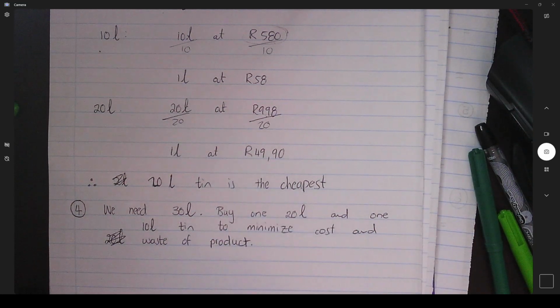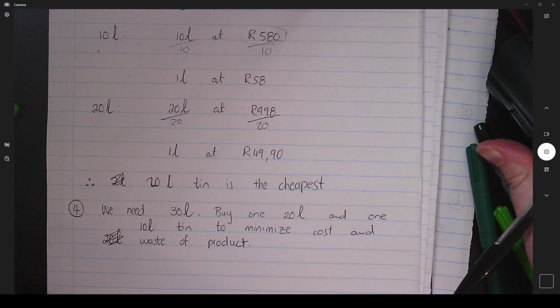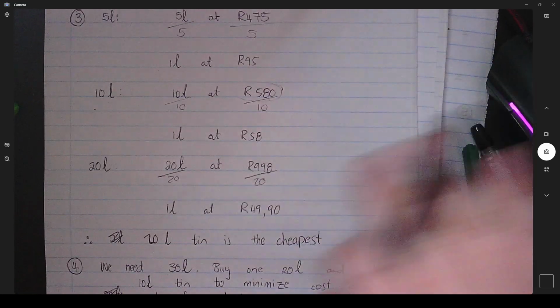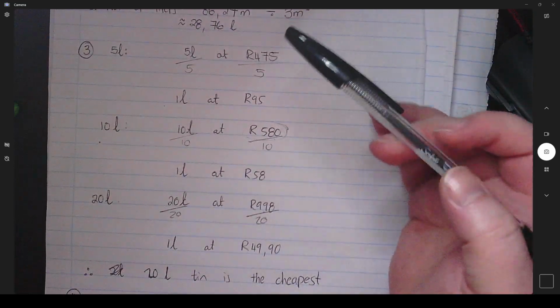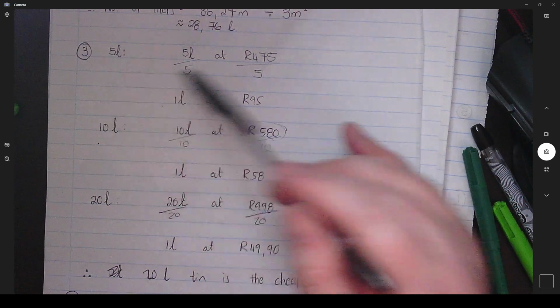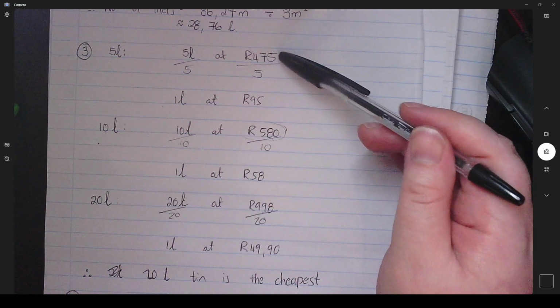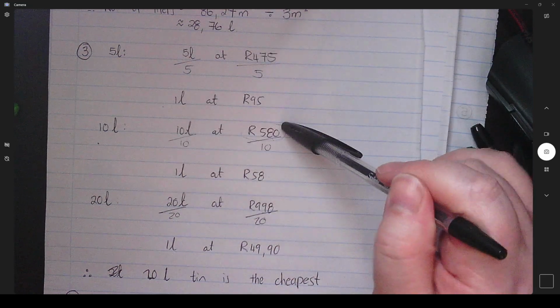Assuming that they only do one layer of paint or one coat of paint. They did not tell us otherwise. Now we could, for example, have also considered one 20-liter and two 5-liters, but two 5-liters are going to work out a lot more expensive than one 10-liter.